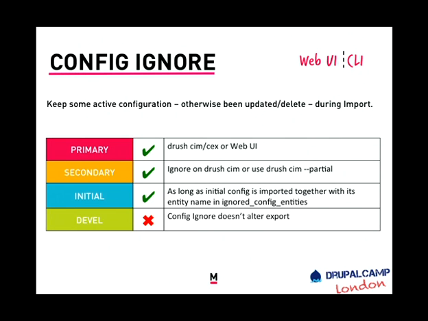It doesn't take care of the environment-dependent configuration, mainly because Config Ignore doesn't know anything so far about export. It's just hooking on or subscribing to the import state, not on the export. So more or less like Features does. When we had Features on Drupal 7, when you lock it, it won't override the feature. But when you export, it will export the whole feature again.